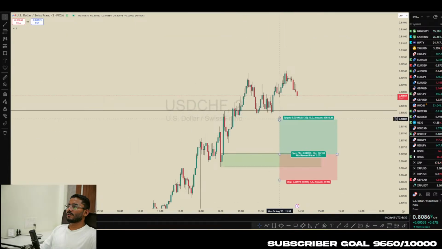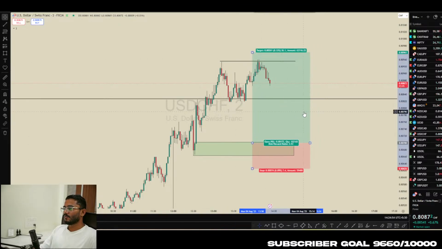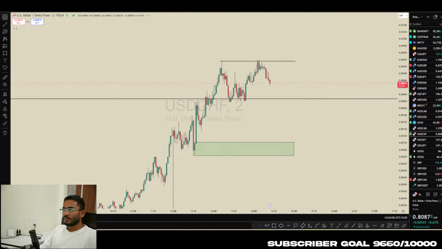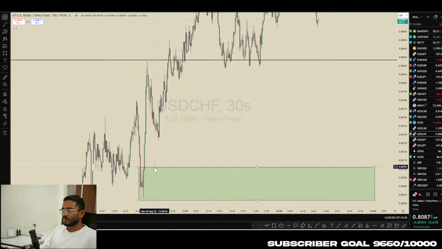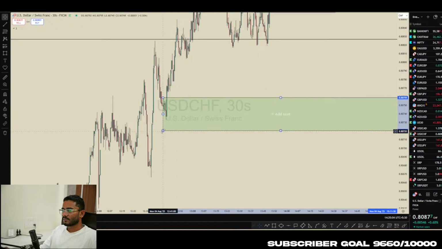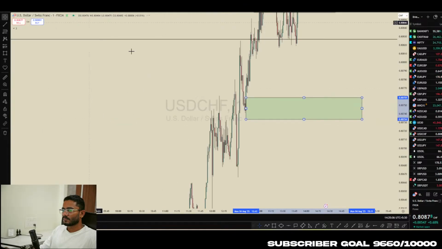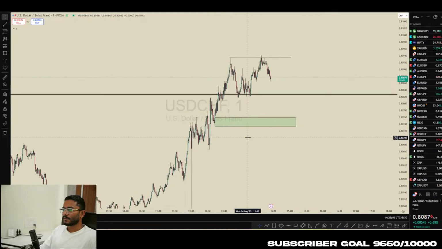The next high will be a target. Next high will be this next high. It will be our target. 1:4. If you go to a lower time frame, there is this sort of block here. So this is where price started to go down.